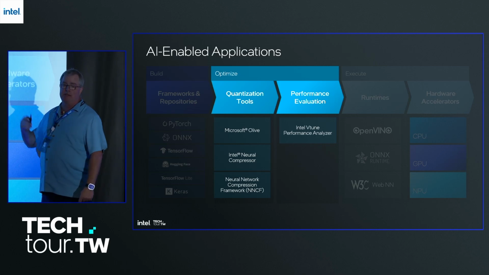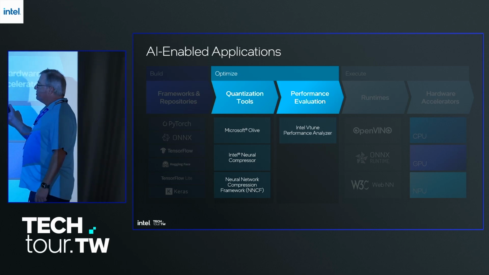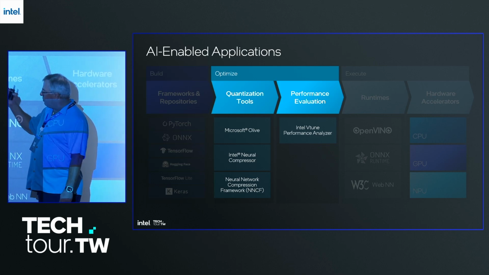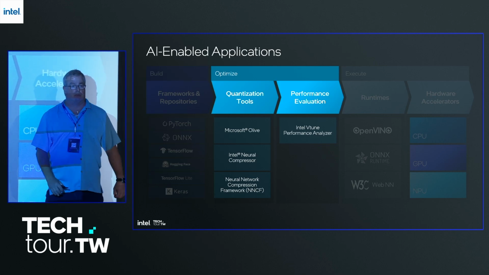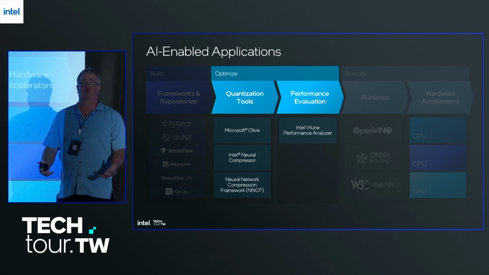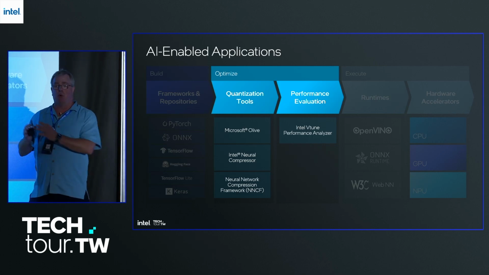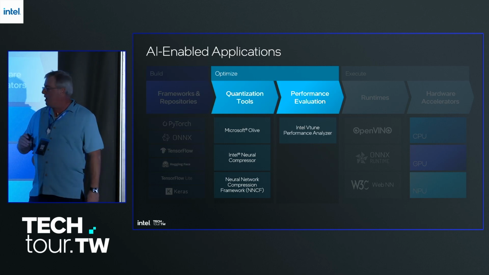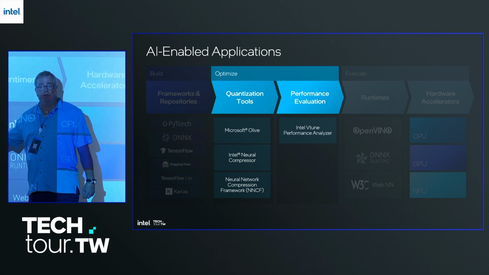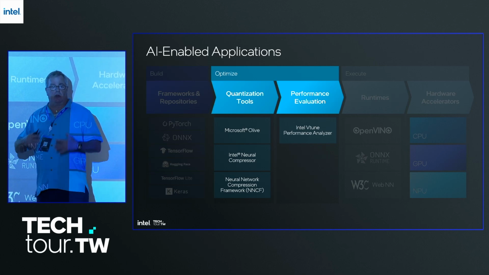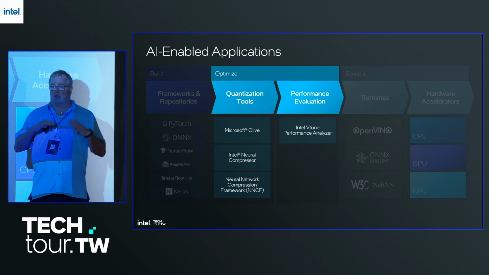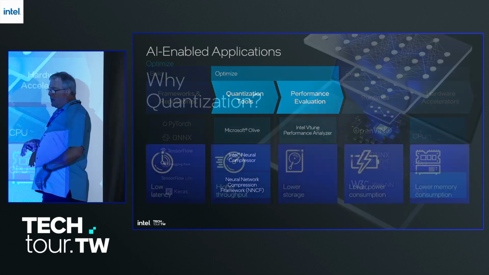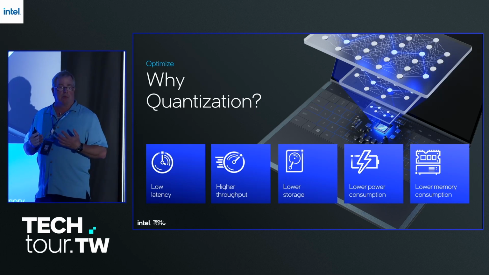First of all, dealing with quantization. Obviously, Intel supports the Microsoft Olive package of quantization for the Windows platform. We also have the Intel Neural Compressor, which bundles up a tremendous amount of algorithmic work for compression. And lastly, there's the Neural Network Compression Framework from Intel that is embedded into our OpenVINO software platform. When it comes to compression, we know there's a lot of work to do, a lot of algorithms that need to be processed. I want to walk you through what's going on with compression.